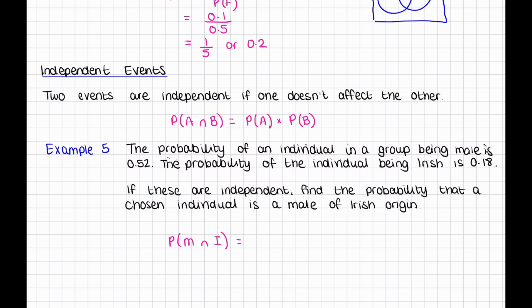So the probability of being male was 0.52, multiplied by the probability of being Irish, which was 0.18, which gives an answer of 0.0936. That's the end of this video on probability.